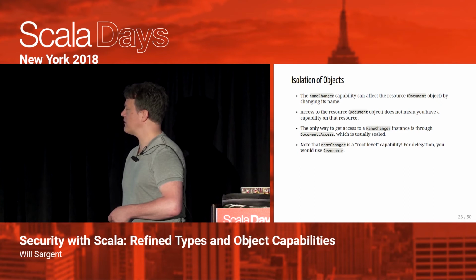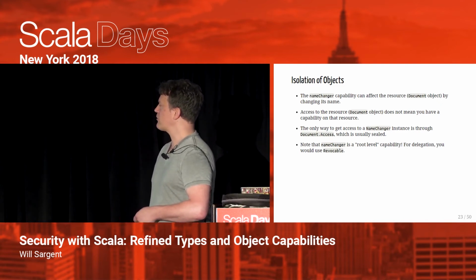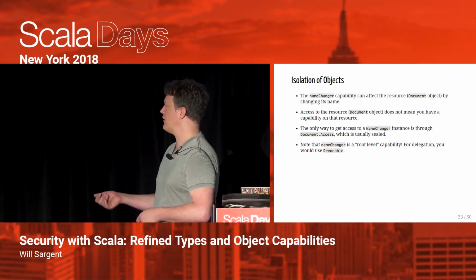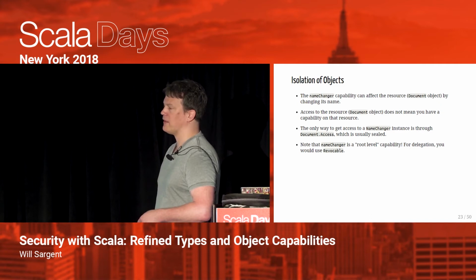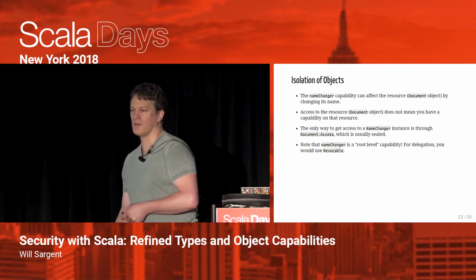And note that this is a root level capability. We can't actually revoke this. So if you're passing this out to something and you want to be able to take it back, that is, you want to turn something off, then you'd usually use revocable. So sealed and revocable are concepts that we will get to coming up in the next couple of slides, where we'll go into a bit more detail.